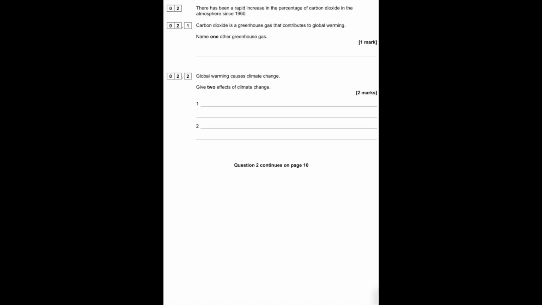There has been a rapid increase in the percentage of carbon dioxide in the atmosphere since the 1960s. Carbon dioxide is a greenhouse gas that contributes to global warming. Name another greenhouse gas. So that would be methane, or we could also have water vapour.